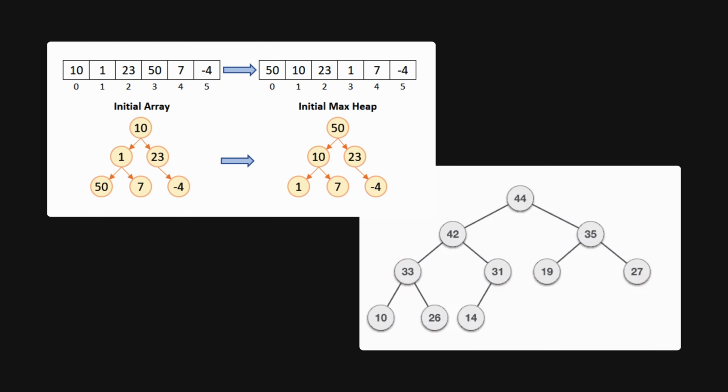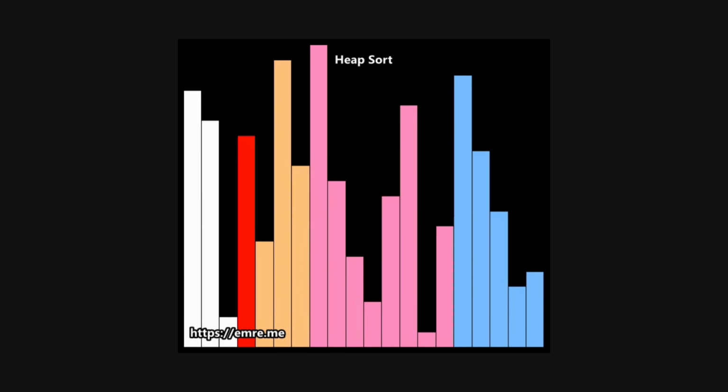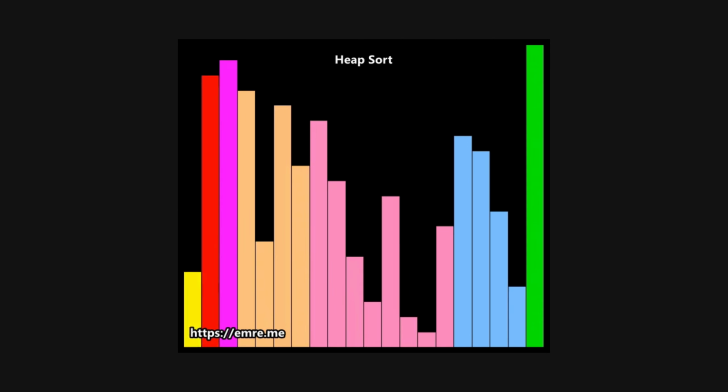Heap sort builds a binary heap from an array, then extracts the largest element and swaps it to the end, shrinking the heap until the list is sorted. It's like organizing a huge stack of books by always taking the biggest one off the top first.